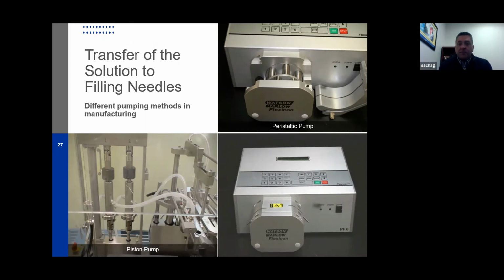Back to the filling methods. There are different filling methods in the manufacturing area. I'm only listing two of them here, but one is your peristaltic pump. That's the two pictures on your left side. That's where most often we're using a silicone type of tubing that's threaded over those rotating bars, and that's used as a positive displacement pump. So they rotate, and they squeeze and let go of the silicone tubing to transfer the solution.